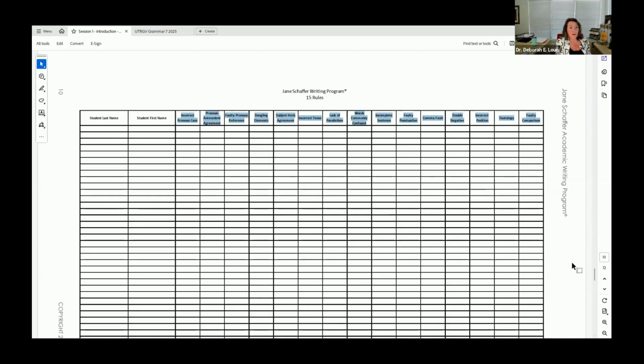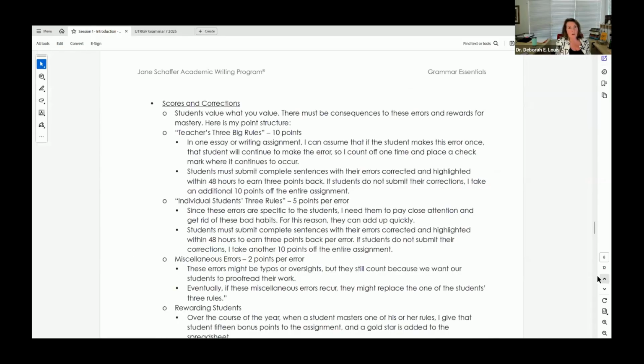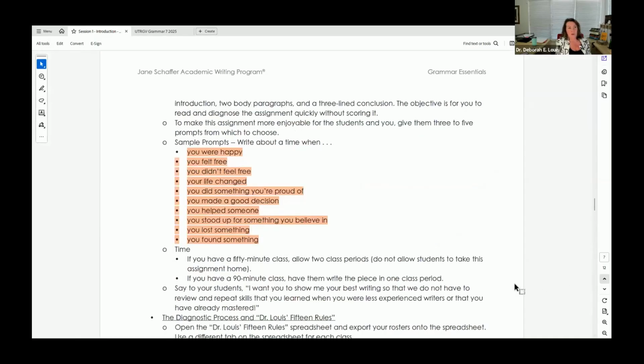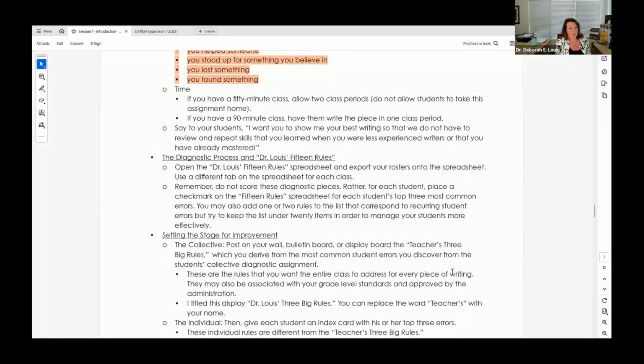And if you have other rules, you can add your own rules as well. I wouldn't add a whole bunch, because these pretty much cover it. But if you have your own rules, you can add 1 or 2, maybe 3 at the most. So you're going to open the 15 rule spreadsheet and export your rosters. And each class, first period would get a tab, second period would get a tab, etc.